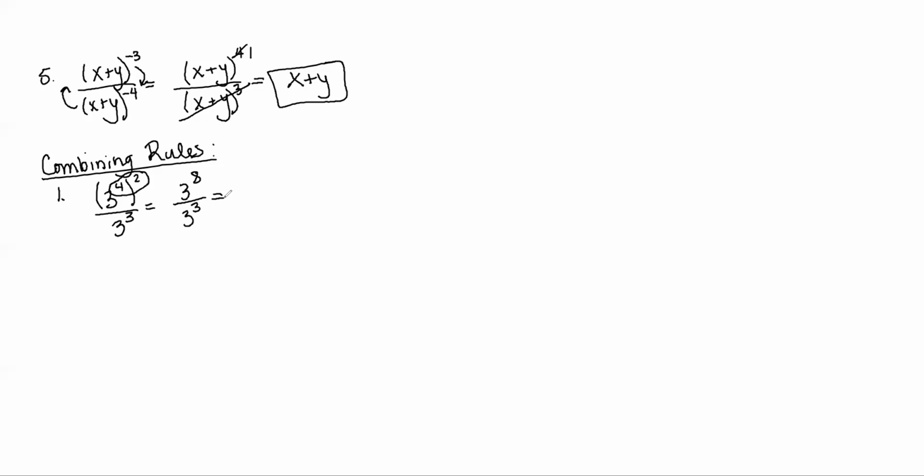And now either think of this as canceling out 3's or using the quotient rule and subtracting your exponents. I'm going to cancel them out, so I'll cancel out 3 3's on the bottom, 3 3's from the top, so we're left with 3 to the 5th. And 3 to the 5th isn't too bad, actually. 3 to the 5th is 243.